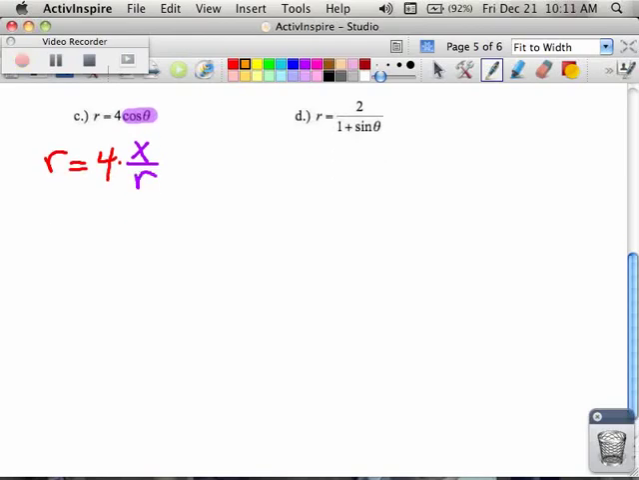And I noticed that I got rid of the cosine thing, but I still have r's in here. They're not allowed. So, let's get rid of the r's. First of all, I'm going to multiply both sides by r. Multiply the right side by r, multiply the left side by r. Why? Because now I have 4x equals r squared.